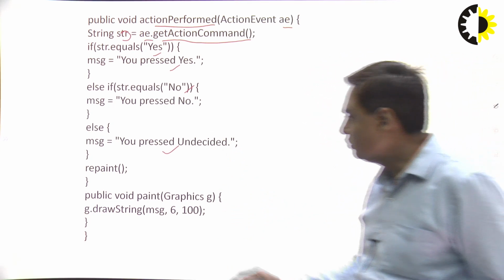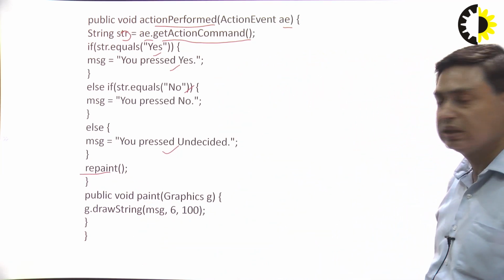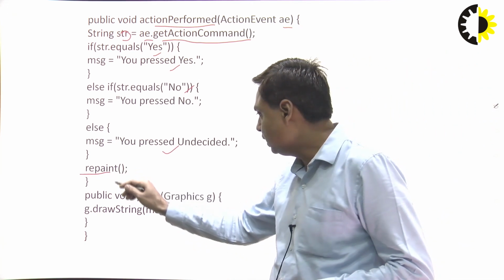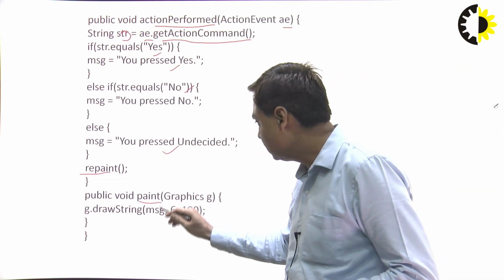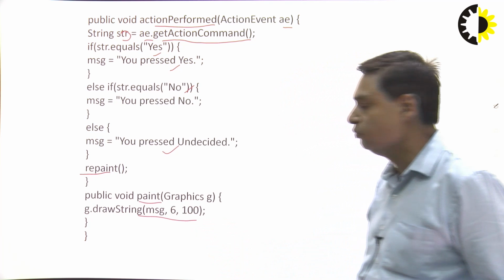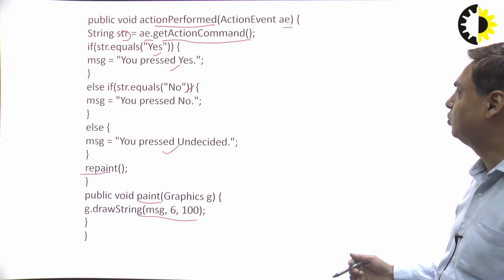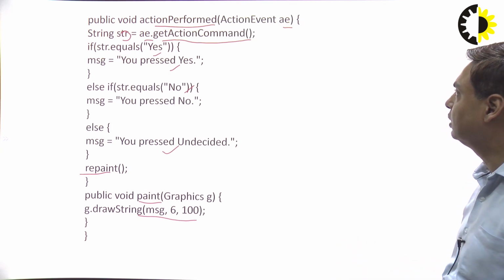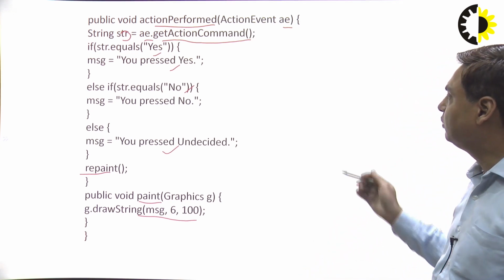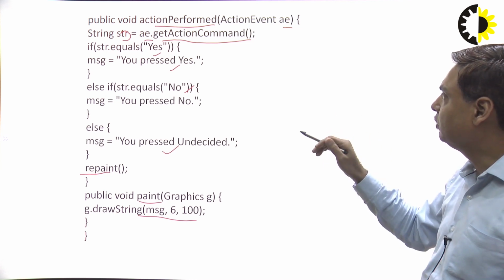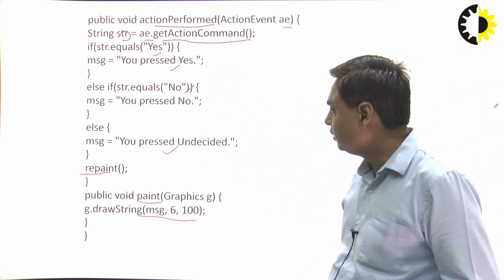And to display the message, we repaint the applet. It is necessary, otherwise your message will not display. So whatever the message is, it will go to the paint method, and the message which is updated will be displayed on the applet. I am just repeating it again for your understanding: the actionPerformed method is one common method for all three buttons. When we click on any button, the display name on the button will come in the str, and accordingly it will check.